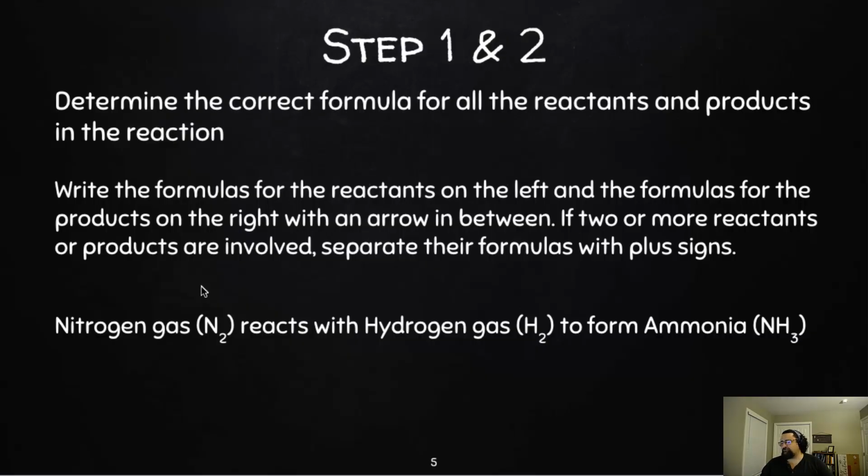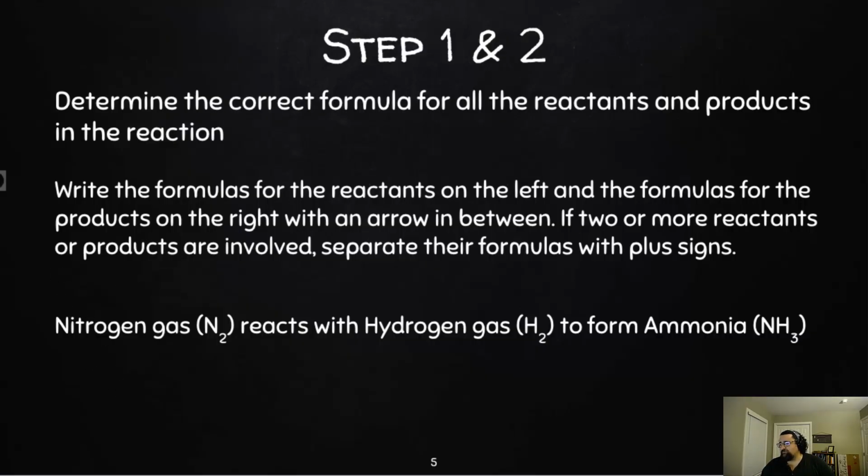So step 2 then is you need to write these in that formula, right? Reactants on the left, products on the right, add plus signs if there's more than one on a side, and separate them with that arrow. So let's go ahead and organize this, right?